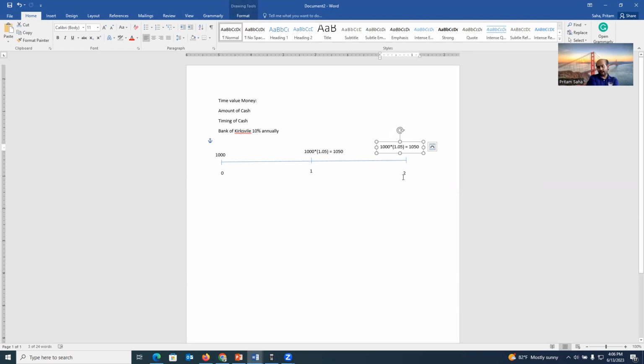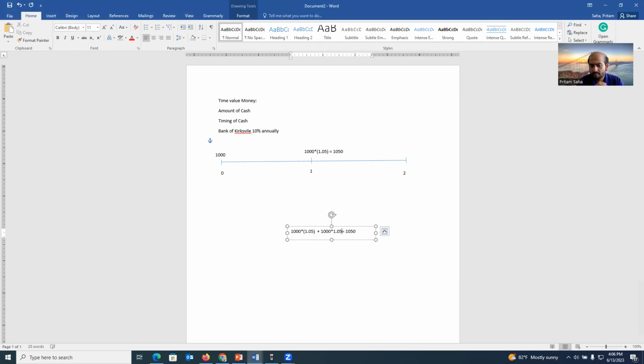Now, there are basically 2 different ways your money will grow for year 2. One is you earn interest only on your principal. So that means for year 2, making sense? You earn interest only on your principal. Let me rewrite. That's going to make sense easily. So basically, you invested $1,000 year 1.